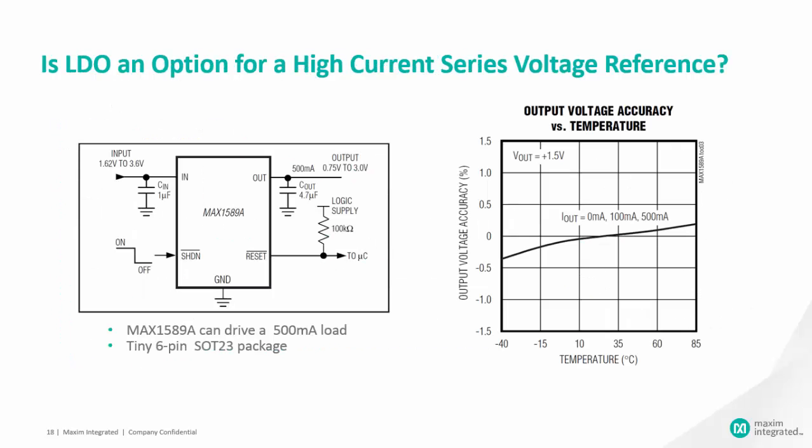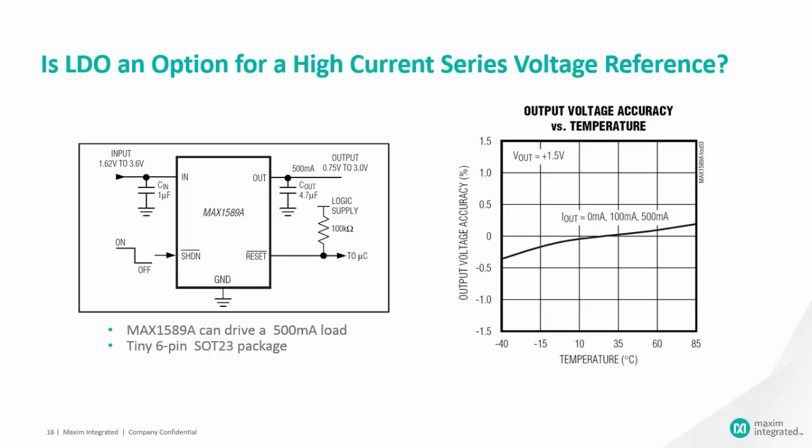If your requirements for accuracy, temperature, and noise aren't severe, and you need high current capability, you should consider low dropout linear regulators. The MAX 1589A has plus or minus 1% accuracy over temperature and 86 microvolts RMS noise at 10 milliamps and the bandwidth of 10 Hz to 100 kHz. A graph of typical output voltage accuracy versus temperature is shown. This graph shows plus or minus 0.3% accuracy from minus 40 to plus 85 degrees C.